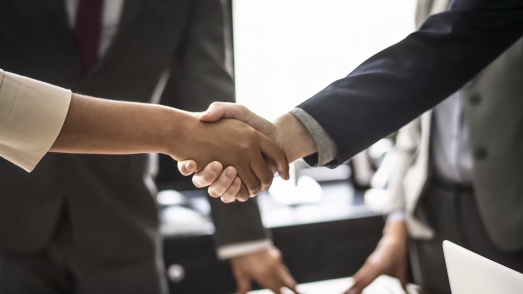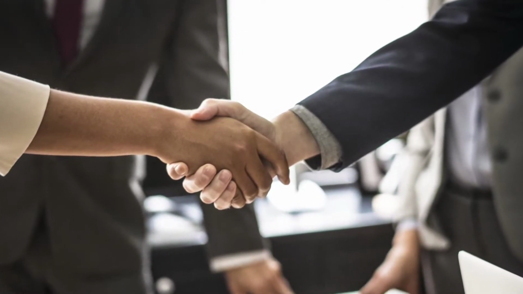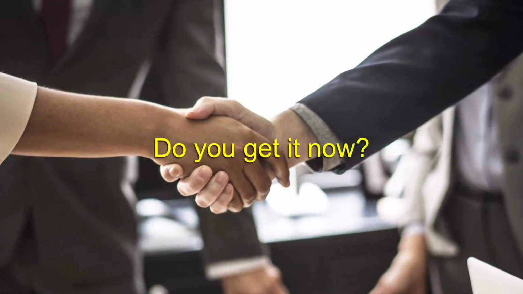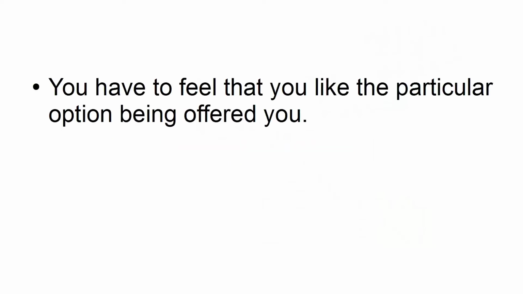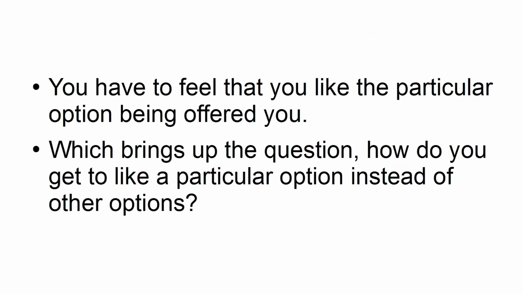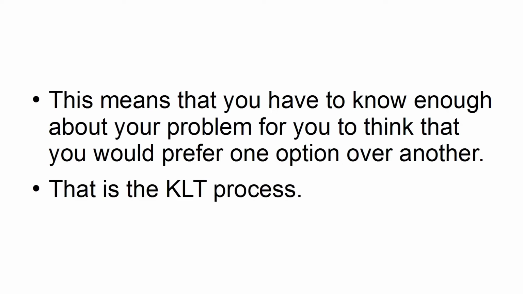It doesn't matter how long it took to get that trust, but they will only buy if they feel they can trust the other person. Do you get it now? Well, how do you get to the trust stage? That's right. You have to feel that you like the particular option being offered to you. Which brings up the question, how do you get to like a particular option instead of other options? This means that you have to know enough about your problem for you to think that you would prefer one option over another. That is the KLT process.